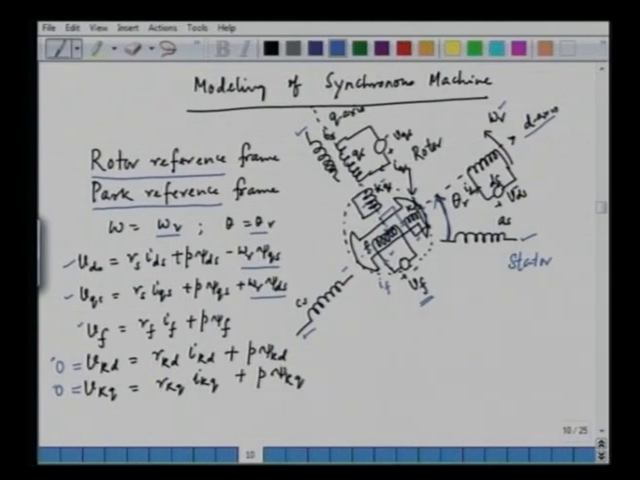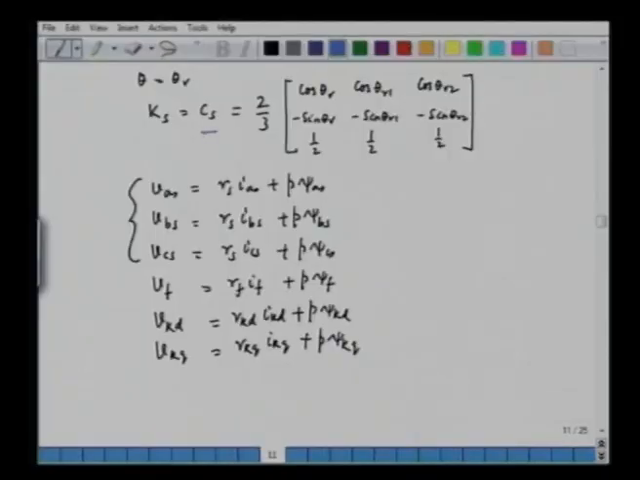We were discussing this in the last lecture, and you know that when we take a rotor reference frame, we have to transform the variables from the physical ABC windings of the stator to the rotor reference frame rotating with the rotor. Hence we need a transformation matrix, and the transformation matrix is CS.